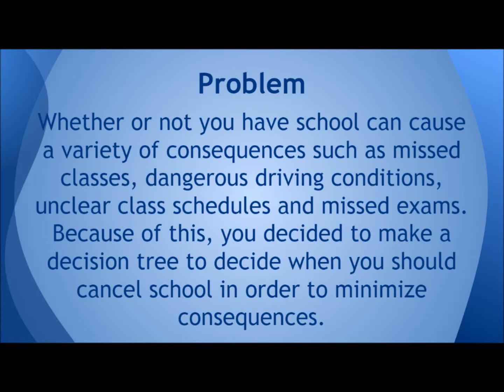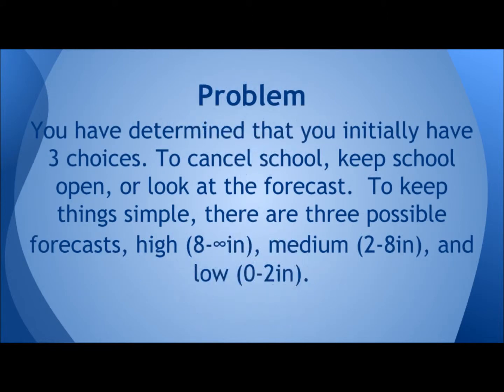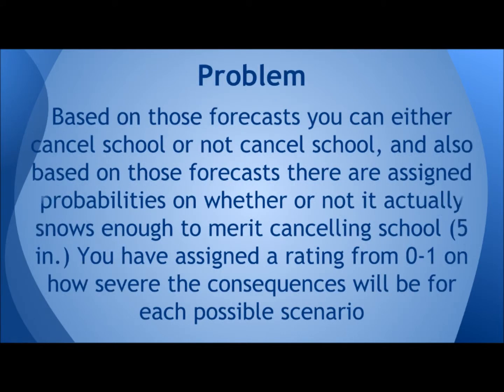Because of this, you decided to make a decision tree to decide when you should cancel school in order to minimize consequences. You have determined that you initially have three choices: to cancel school, keep school open, or look at the forecast. To keep these things simple, there are three possible forecasts: high, which would be 8 inches or above, medium, which is 2 to 8 inches, and low, which is 2 and under. Based on those forecasts, you can either cancel school or not cancel school.